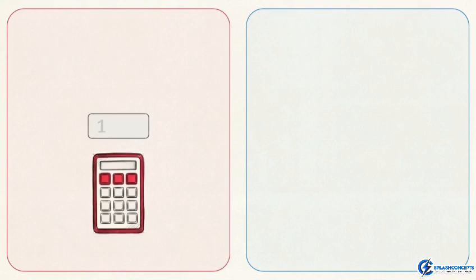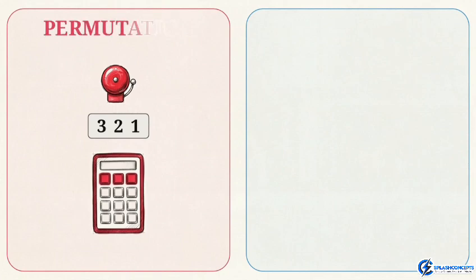Look at this red digital locker. If the code is 123, that specific sequence grants access. Punching in 321 triggers the alarm. The positions of those numbers define the outcome. When order is critical, you are working with a permutation.